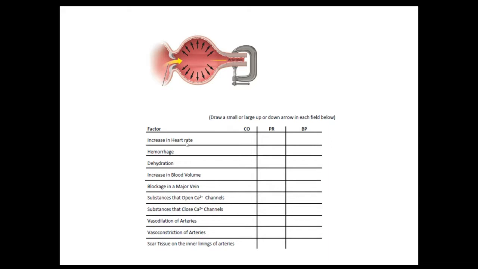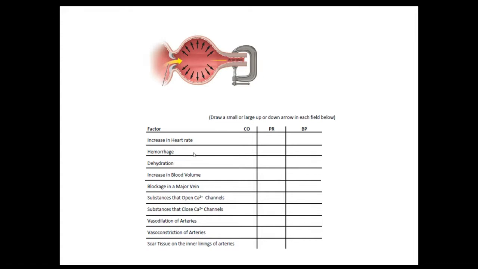Let's look at increased heart rate. How is increased heart rate going to affect cardiac output? Well, cardiac output is heart rate times stroke volume. So as heart rate increases, it's definitely going to increase cardiac output. Will there be an increase in peripheral resistance? Well, because you've got more blood flowing into the arteries, yes, but most of the increase is going to be in cardiac output. So there's definitely going to be an increase in blood pressure if your heart rate increases.